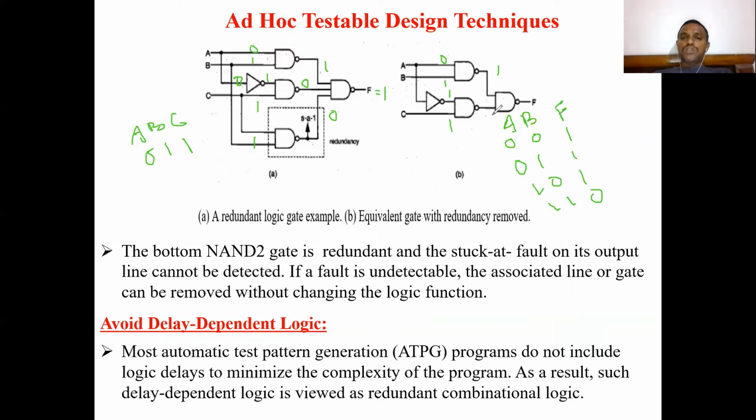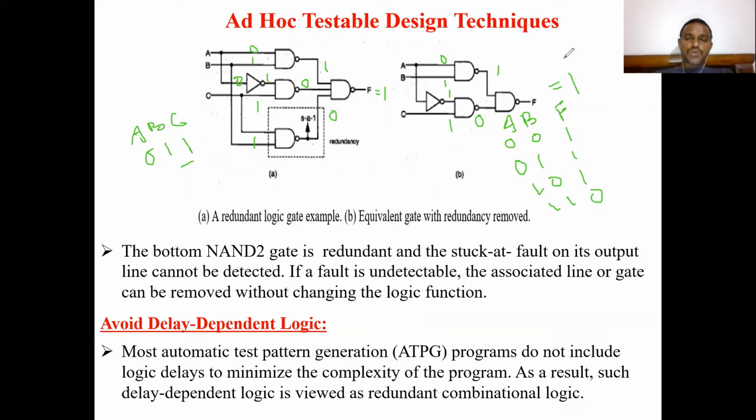Now similarly, if I apply A equal to 0 and B equal to 1, the NAND gate with 0, 1 gives the output 1. Similarly here, A is inverted, so that is 1, and C is 1. So 1, 1 gives 0 here. Then 0 and 1 means F is equal to 1.